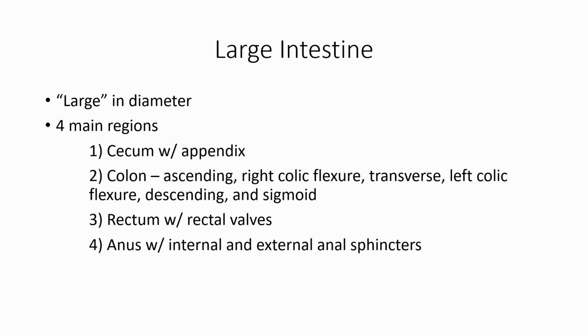Then we get to our large intestine. This is large because, again, the diameter is large, not because it's long. There's 4 main regions. We have the cecum, which is where we find the appendix, which, depending on your experience, you may or may not have if you've had to have it removed. We have the colon, which has various regions, right? Ascending, transverse, descending, and sigmoid. And then at the end of that colon, we have the rectum, and then the anus.